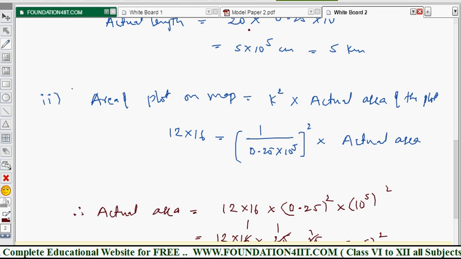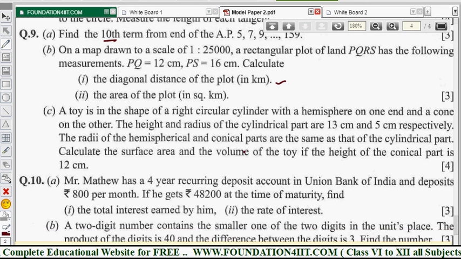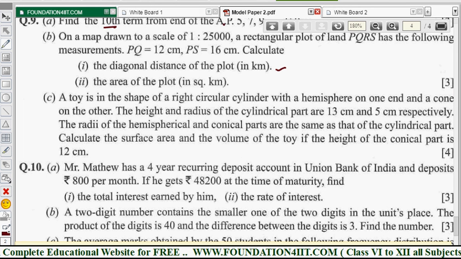And let us take this next one. A toy is in the shape of a right circular cylinder with a hemisphere at one end and a cone at the other end. Okay, one side is cone and one side is hemisphere for the cylinder. Height and radius of the cylinder are 13 and 5 respectively. The radius of the hemisphere and cone part is the same as the cylindrical part. Calculate the surface area and the volume of the toy if the height of the conical part is 12 centimeters.